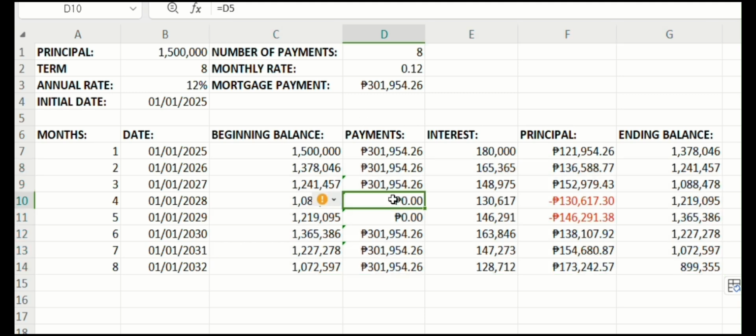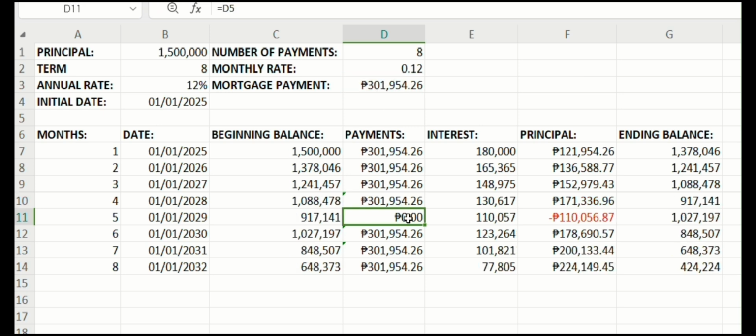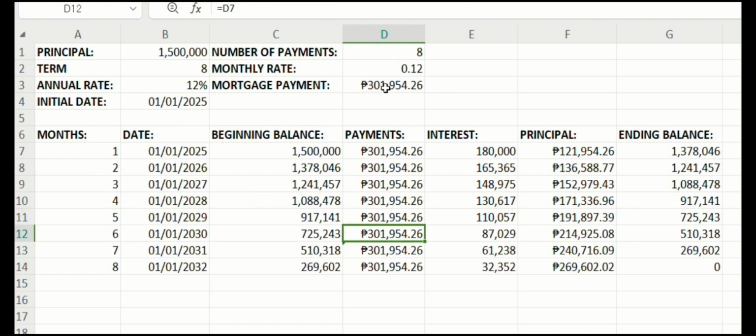We need to copy the D3, which is 301,954.26. Same with year number 5 in the payments. We need to put D3, which is equivalent to 301,954.26. So as you can see, the amount in the ending balance is 0 in year number 8. So we have successfully created an amortization schedule pertaining to a sinking fund. Therefore, Mr. and Mrs. Padasay can save 1.5 million pesos for their daughter's college education.